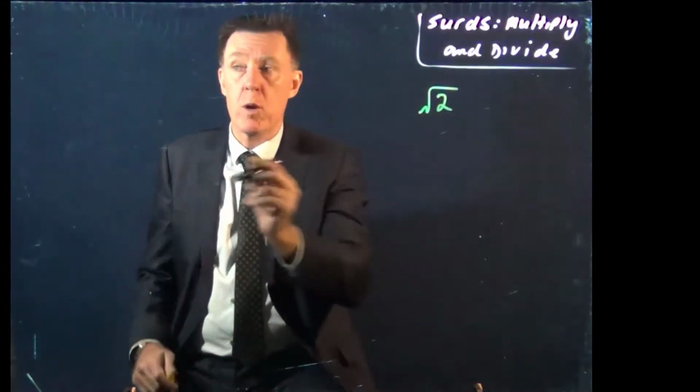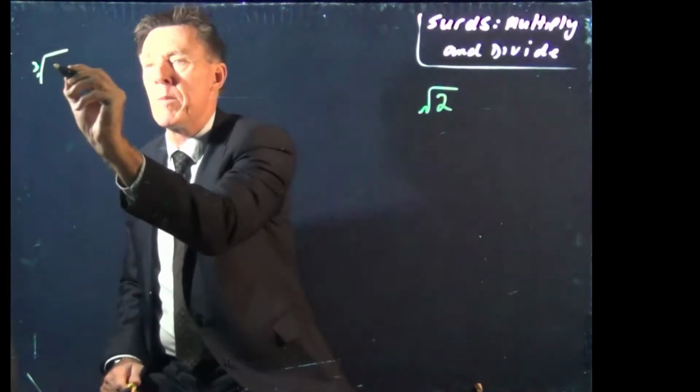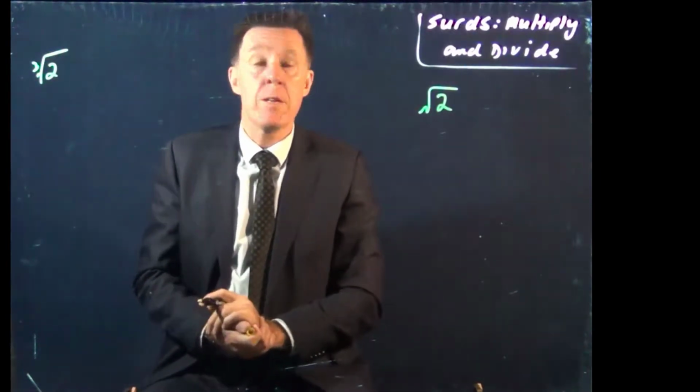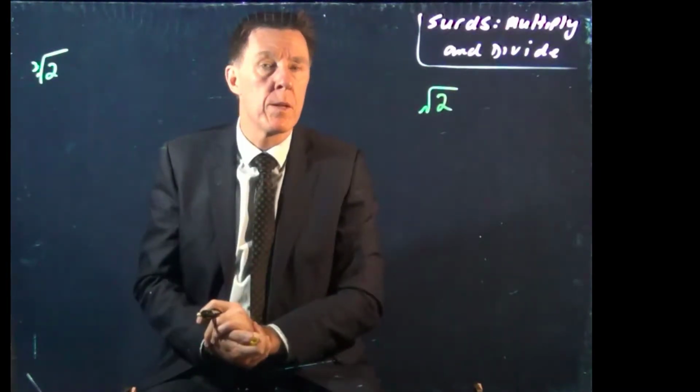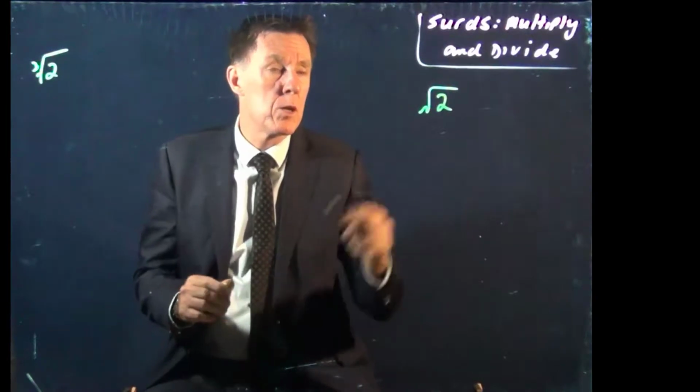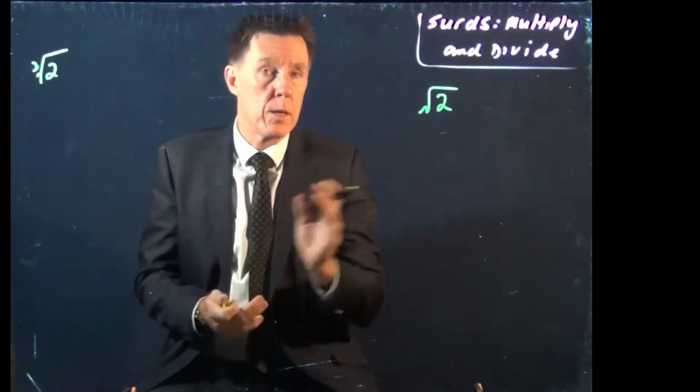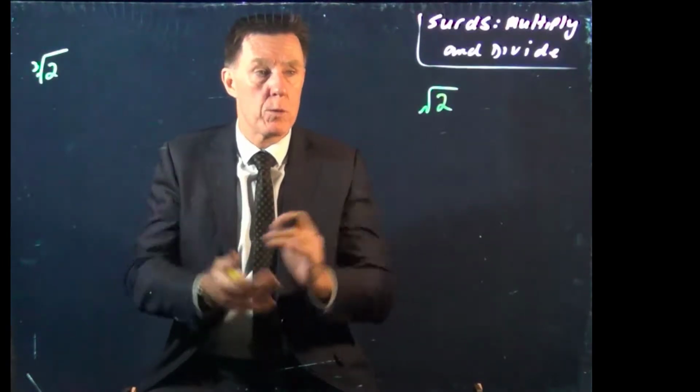It doesn't just have to be square root, you know. I could also take the cube root as well. That's also a surd. For now, I'm just going to deal with these particular ones, square root of 2. And I'm going to apply some particular principles that we can use to do things with surds.